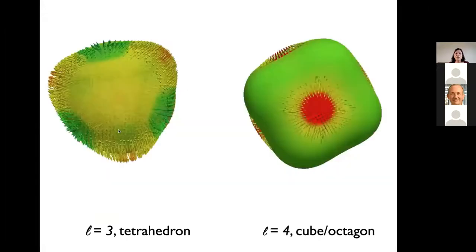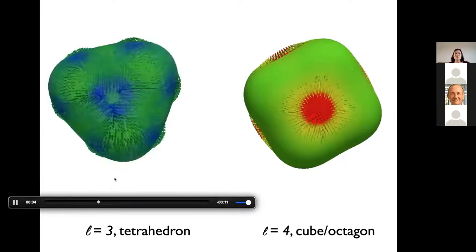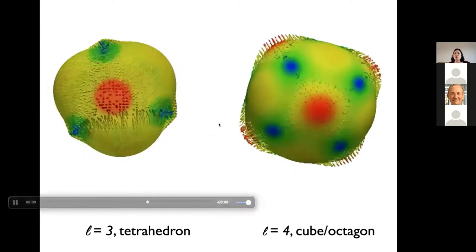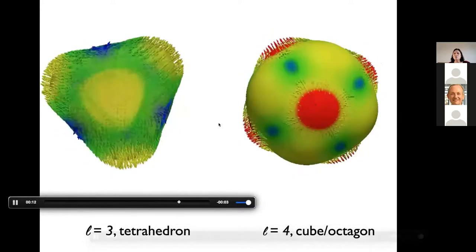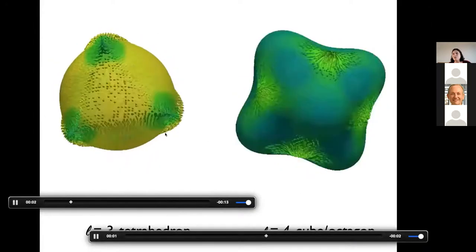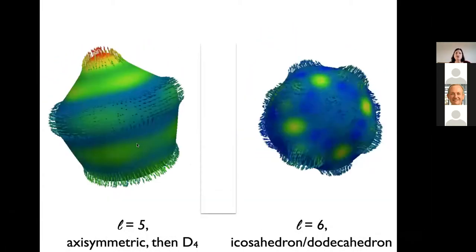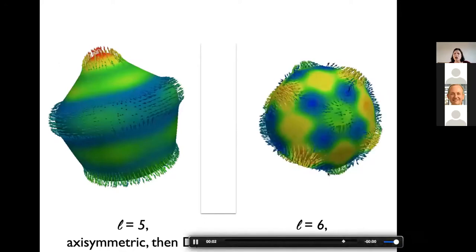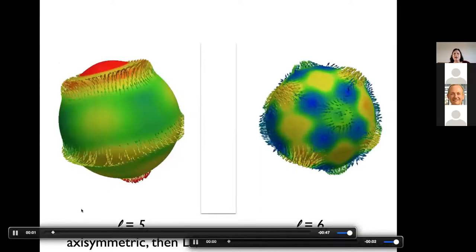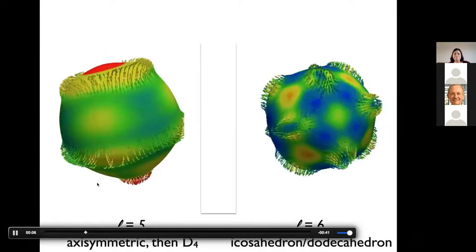And let's do that. Here's a tetrahedron, and it's going to turn into an upside down tetrahedron, right side, upside down tetrahedron. And then here's a cube, which is going to turn into an octahedron, cube, octahedron, cube, octahedron. And again, I remind you, this is done merely by changing the forcing frequency. Here's an alternation between icosahedron and dodecahedron. And then here is an L equal 5 shape, which is almost axisymmetric.